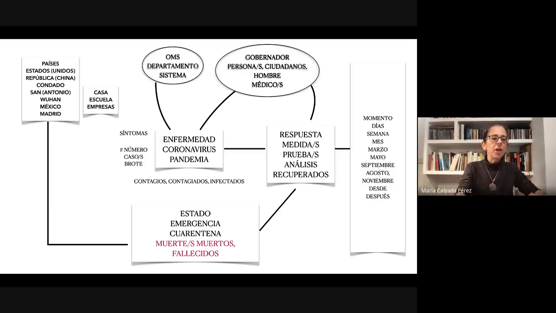If we turn our side to the left and we look at the left-hand side corner, we see now places. And now these places remain at the level of countries. In fact, the word countries, países, is a key word in WikiCovid ES. But you've got other keywords that are names of specific countries like Estados Unidos, República China, and then Mexico, Madrid.